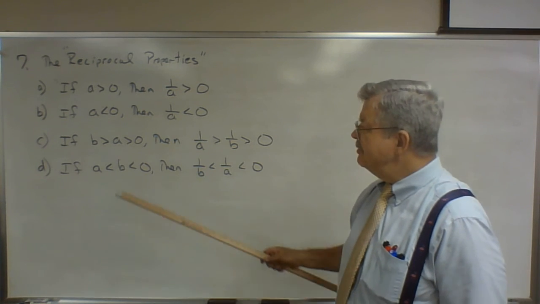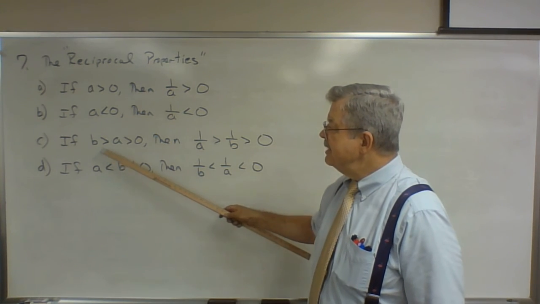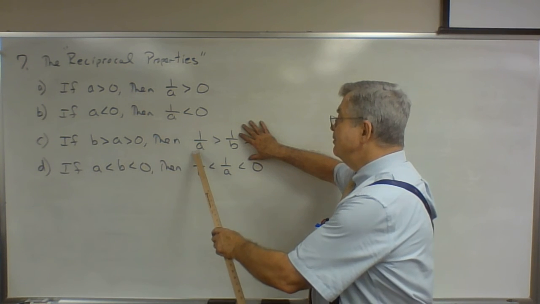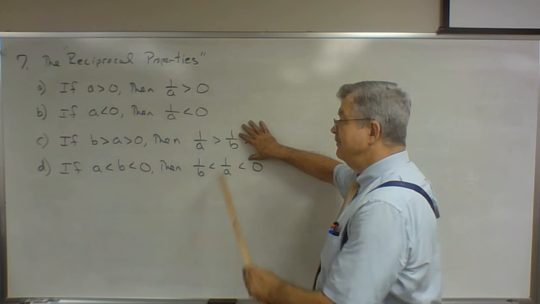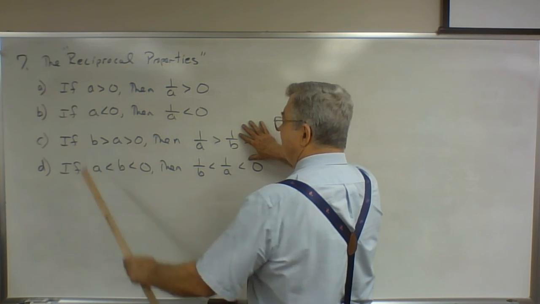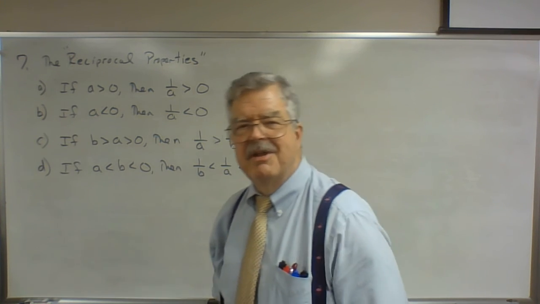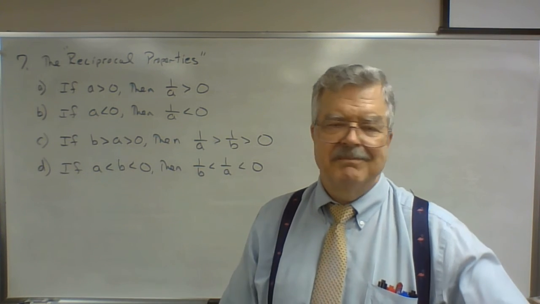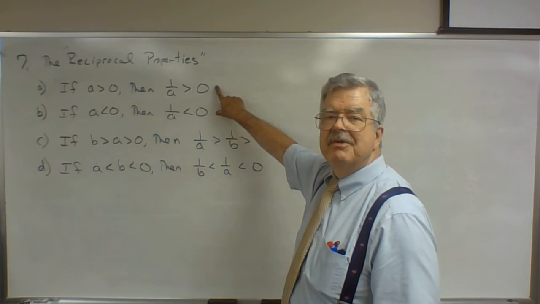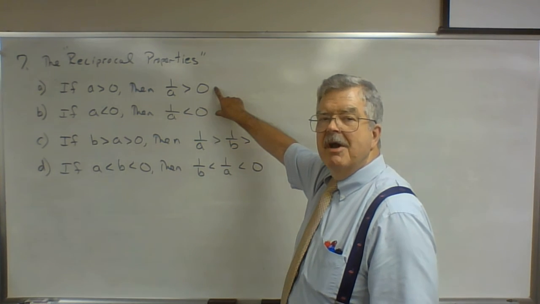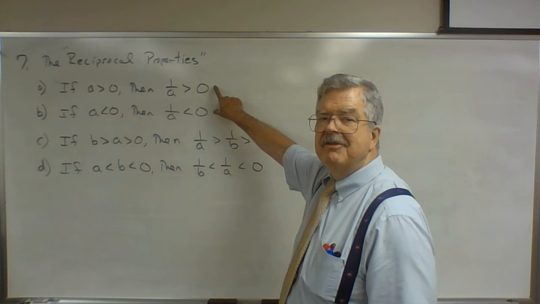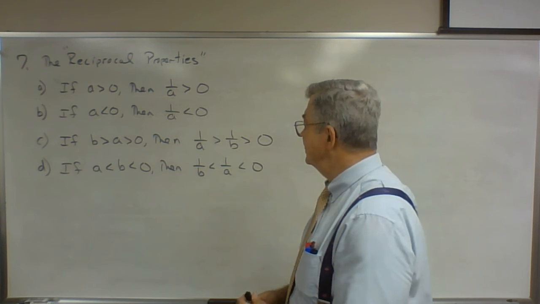Now let's compare two numbers. Suppose B is greater than A. Then the reciprocal of A is going to be greater than B. And I don't like the way our book does this. Just remember these two things. If we compute the reciprocal of a number, the number stays positive if it was positive originally. It stays negative if it was negative originally.